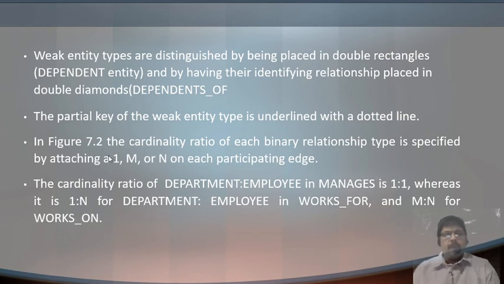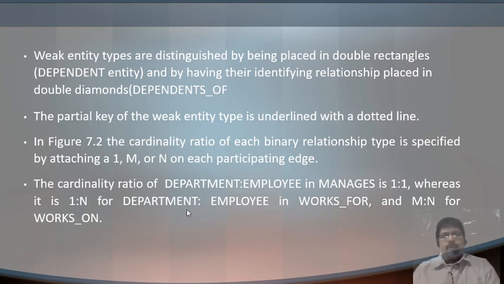And in the figure we can see that the cardinality ratio is also defined. This type of cardinality ratio is defined by 1:n, like that. And about the cardinality ratio also we have discussed in the previous videos. So it will be 1:1 and 1:n. So what is 1:1, what is 1:n, we have already discussed.